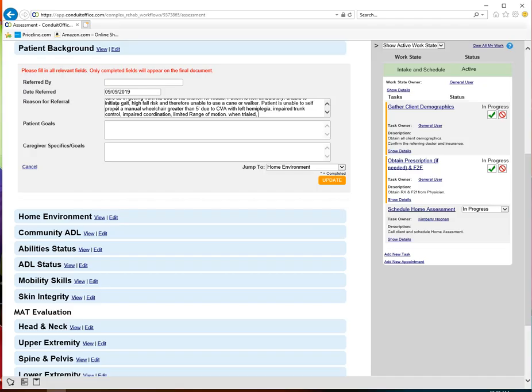When trialed, the patient was unable to self-propel. A lot of this may sound repetitive, but it's important that we have the specifics officially spoken out directly. So you can't propel greater than 5 feet due to CVA, but want to write when trialed the patient was unable to self-propel the manual wheelchair greater than 5 feet.